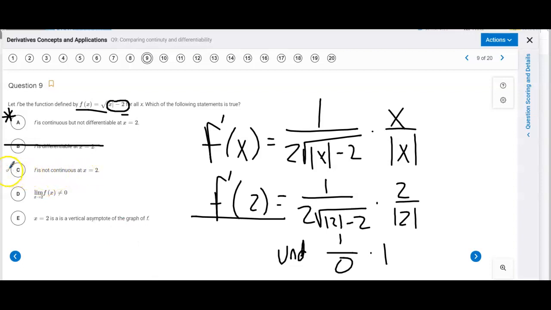It says f is not continuous. Well, we already said it is, so that's not true either. All right, so far we're looking pretty good here. F is continuous, but it's not differentiable.